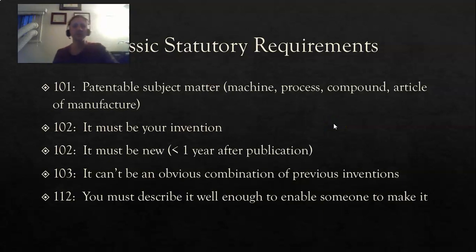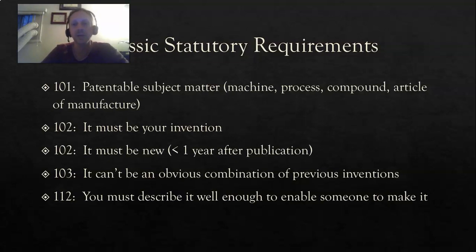There are 4 statutes that give us what we might call the classic statutory requirements for getting a patent. And their numbers are 101, 102, 103, and 112. Let's talk about those in plain English. Section 101 is patentable subject matter. In other words, what kinds of things can be patented?